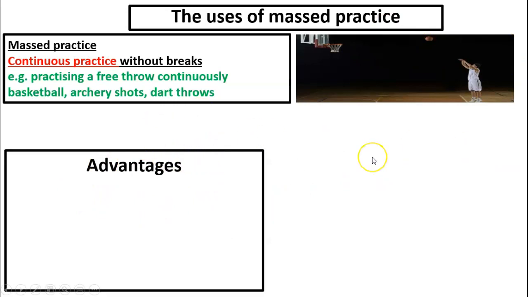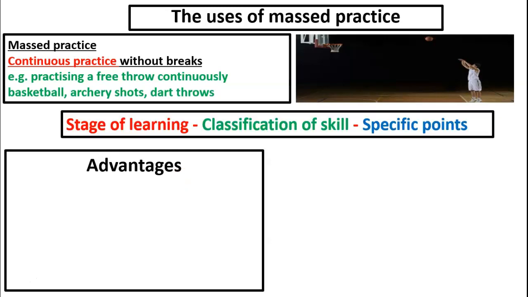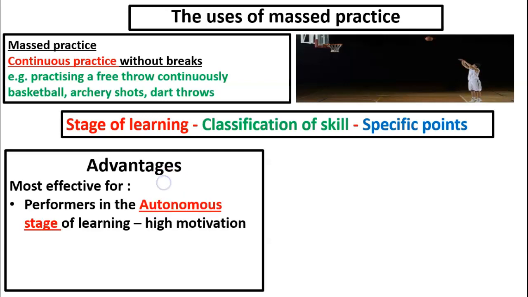Okay, now the first things first, if we start off and say, who is massed practice most effective for in terms of stages of learning? Now, I can understand people going off in two angles here, but I'm going to tell you what you're going to put and why you're going to put it. Okay, so first things, if we look at our stage of learning, the stage of learning massed practice is most effective for is performers in the autonomous stage of learning. And the reason is, in order to repeat, continuously practice over and over again without breaks requires high motivation. So therefore, that is why it is linked to the autonomous stage of learning.